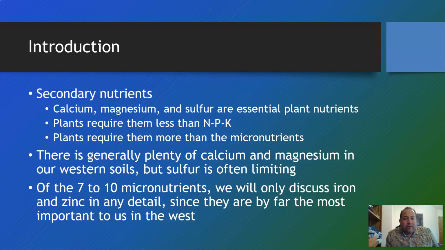Generally in the western soils, there's plenty of calcium and magnesium, but you're going to find sulfur to be limiting. You're not going to find a lot of sulfur out in these soils, but plenty of calcium, plenty of magnesium. Of the 7 to 10 micronutrients, depending on which papers you look at, we're only really going to focus on iron and zinc, talk about boron and copper a little bit, but mostly focus on iron and zinc because out here in the western soils, those are the most important ones.